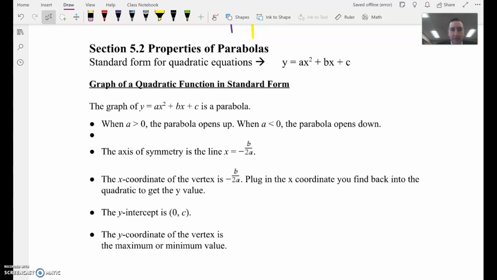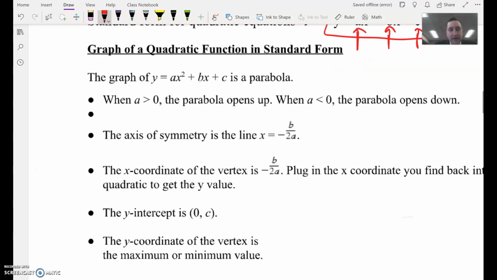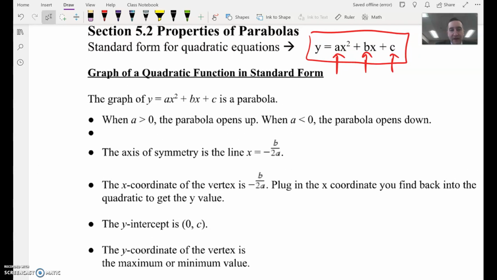Okay, so the standard form of a quadratic equation is y equals ax squared plus bx plus c. The a is just a number, the b is just a number, the c is just a number. Okay. The a value tells us a lot about the parabola, believe it or not.